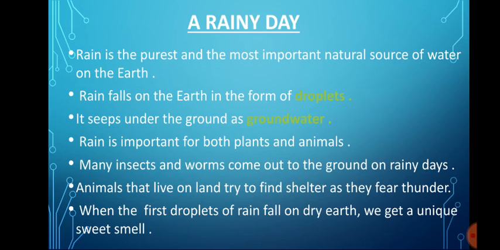Now, the next topic of the chapter is a rainy day. Rain is the purest and most important natural source of water on the earth. Rain falls on the earth in the form of droplets. It seeps under the ground as groundwater.